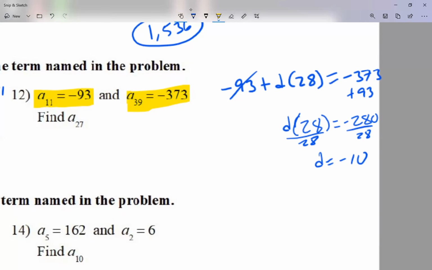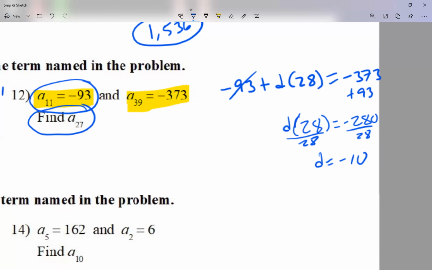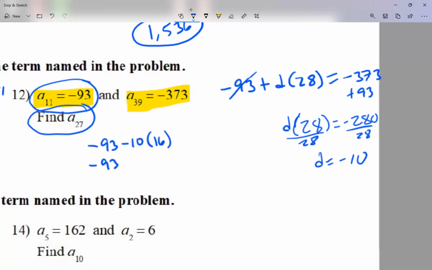All right, now I'm going to use this to find the 27th number on my list. But I'm going to start from the 11th number on the list. So negative 93. I have to subtract 10, right? Because that's my difference. Subtract 10, 16 times, because from 11 to 27 is 16 times. So I have negative 93 minus 160. Because they have the same sign, I have to add. And I get negative 253.